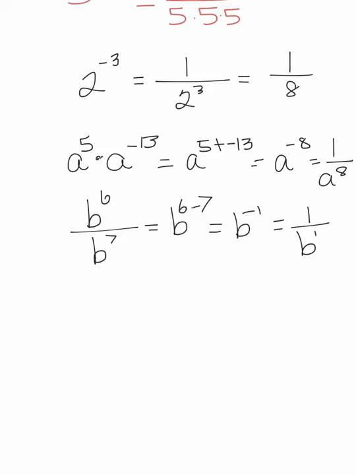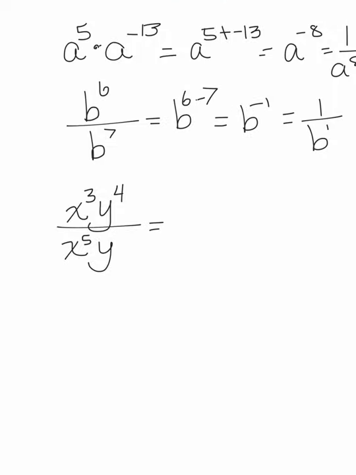All right, let's think of a little bit more of a complicated problem. Let's do x to the 3rd, y to the 4th, over x to the 5th, y. Okay, let's try this one. On this one, we have 2 letters, x and y. Remember, when you have 2 letters, you just do each one at a time. So let's start with the x's. We have x, and we're going to subtract.